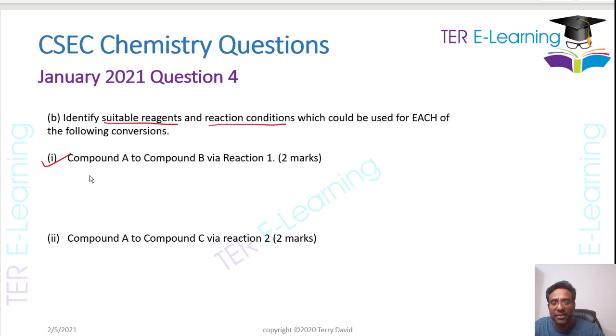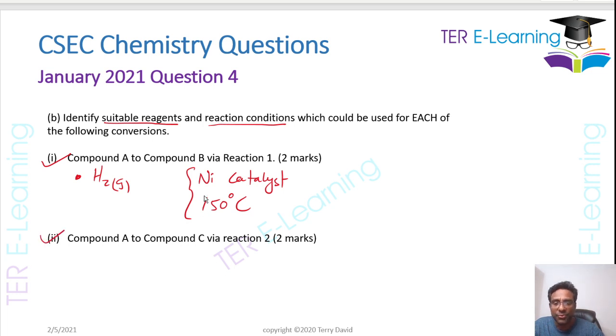They want the reagents. So the reagent that we need is hydrogen gas. That's my reagent. My conditions: we need a nickel catalyst, and we also need a temperature of about 150 degrees Celsius. So the hydrogen is my reagent, and the nickel catalyst and 150 degrees Celsius are my conditions in order to be able to do that. So you're getting 2 marks for that.